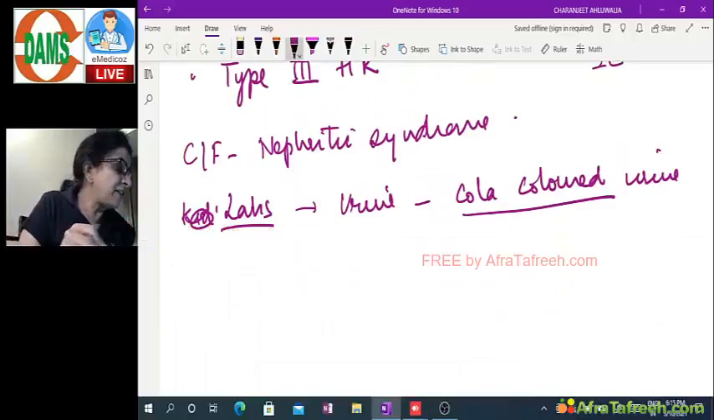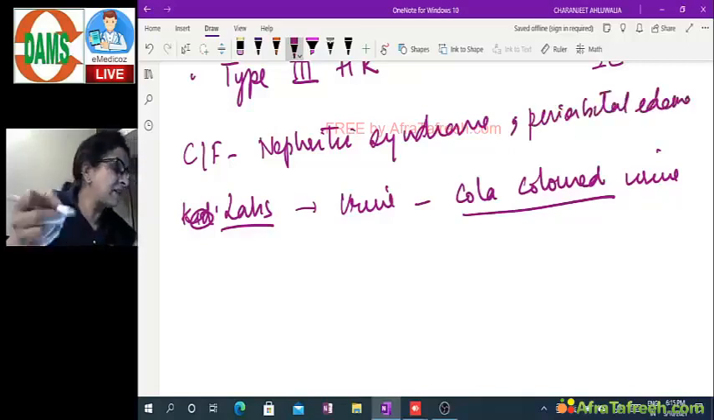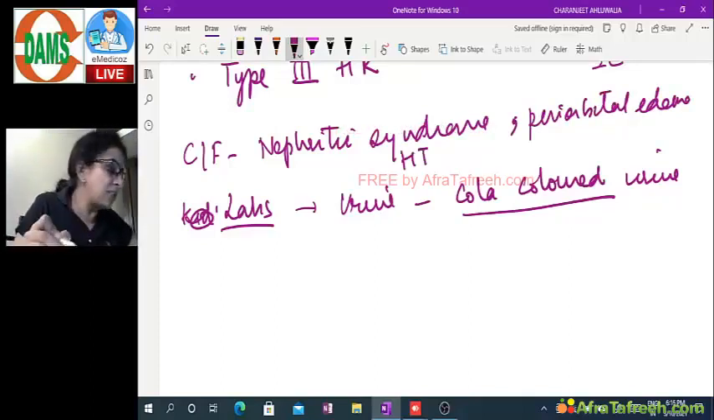So they have nephritic syndrome. They will have features of nephritic syndrome. They may also have, because of proteinuria, periorbital edema. Periorbital edema is characteristic of kidney disease, and they will have hypertension as well. All the features of nephritic syndrome will be there. So urine is cola colored.